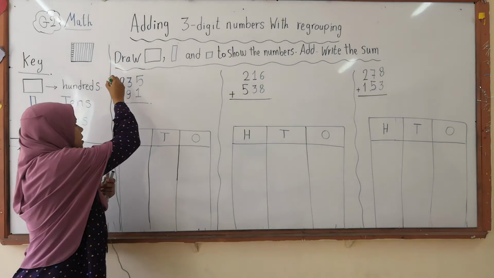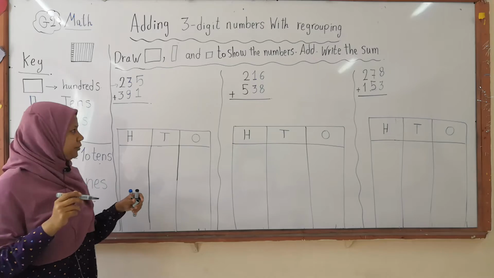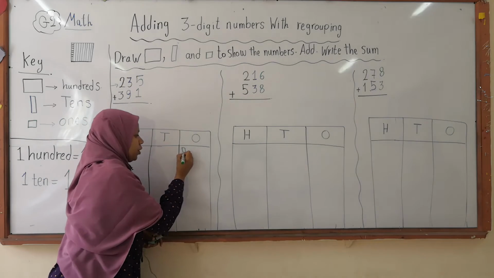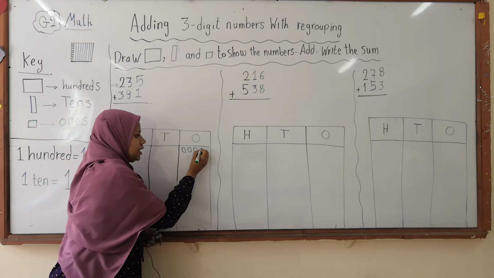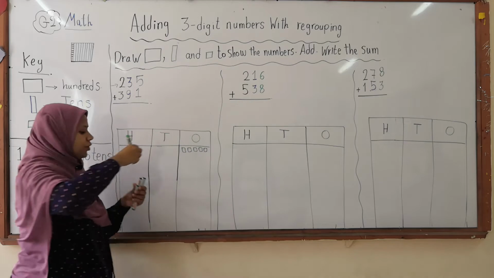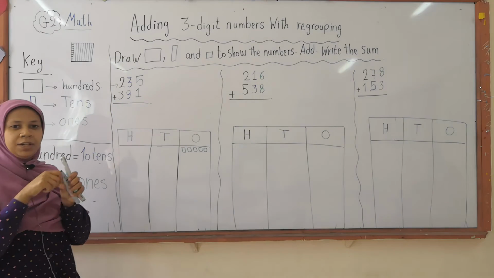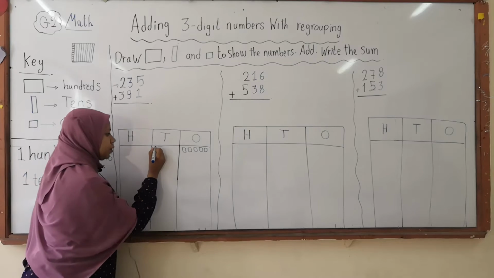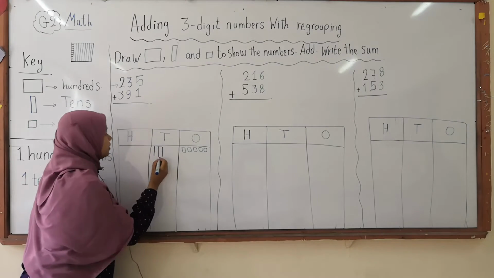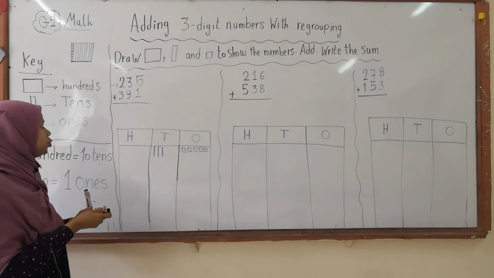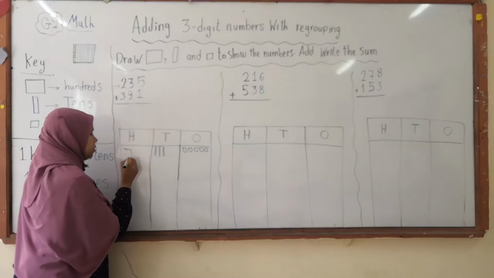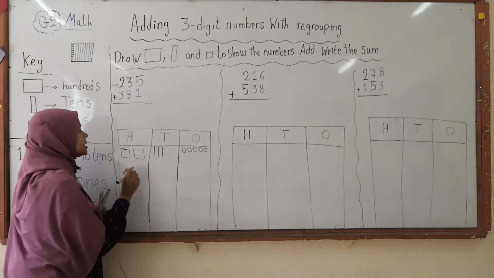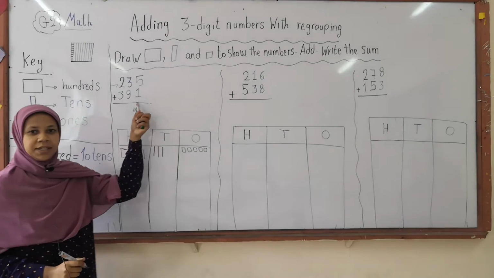هنبدأ the first number, 235. We start with ones. How many in the ones? 5. 1 2 3 4 5. How many in the tens? 3. عشان نسهل علينا بدل ما نرسم الريكتانجل ده ممكن نعمل لاين كده 1 2 3. How many in the hundreds? 2. طيب plus نعمل add 391.